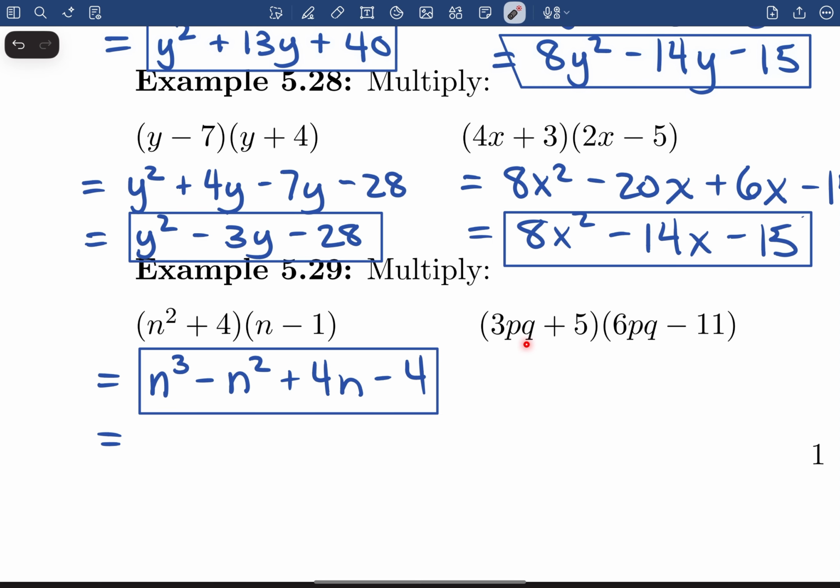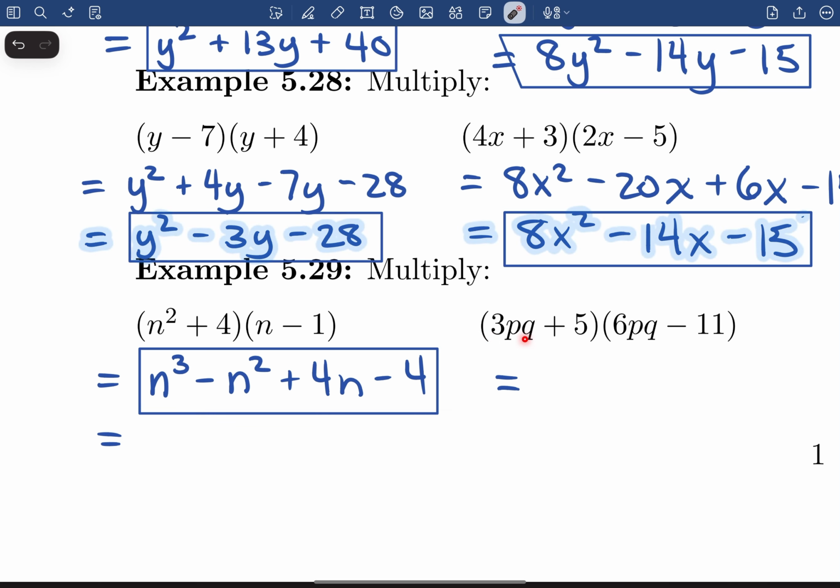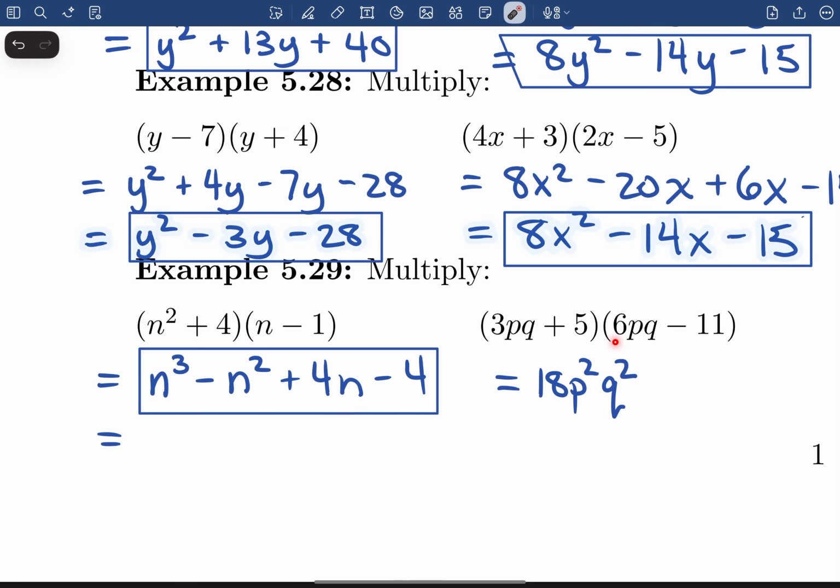Well, in this case here, I see two variables included in a single term, right? So p is multiplied with q, and so this is interesting. Let's go ahead and start multiplying the pieces together. So I see first terms are this and this. Well, multiply 3 times 6 and p times p and q times q. And you will get 3 times 6 is 18, p times p is p squared, and q times q is q squared. So this is the result of multiplying the first terms together.